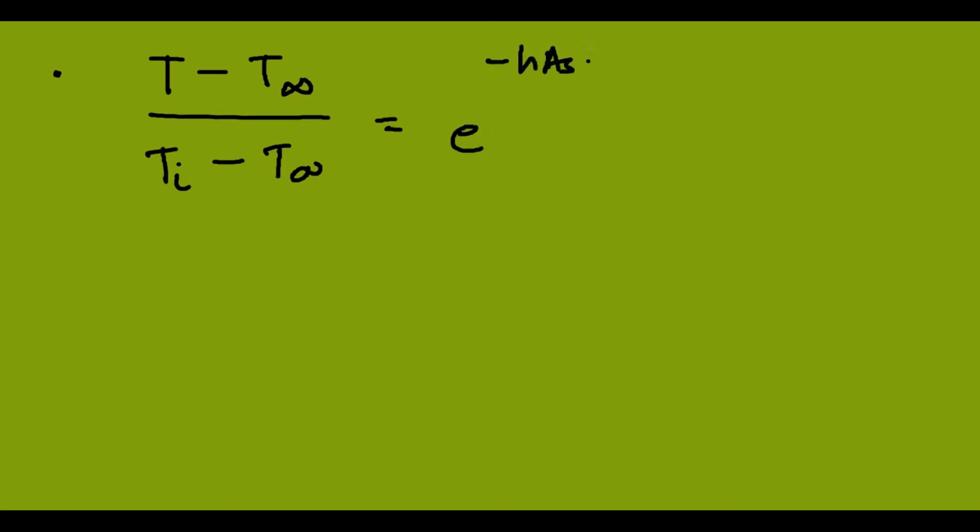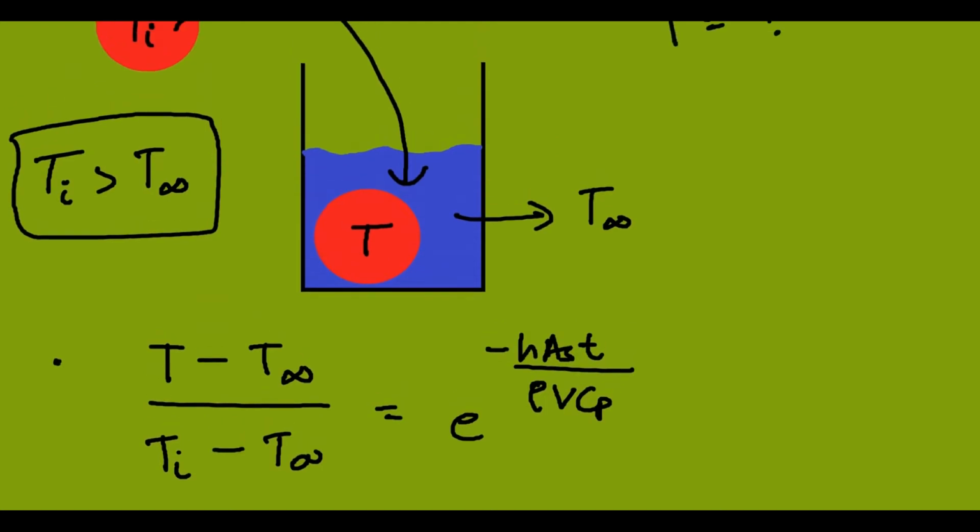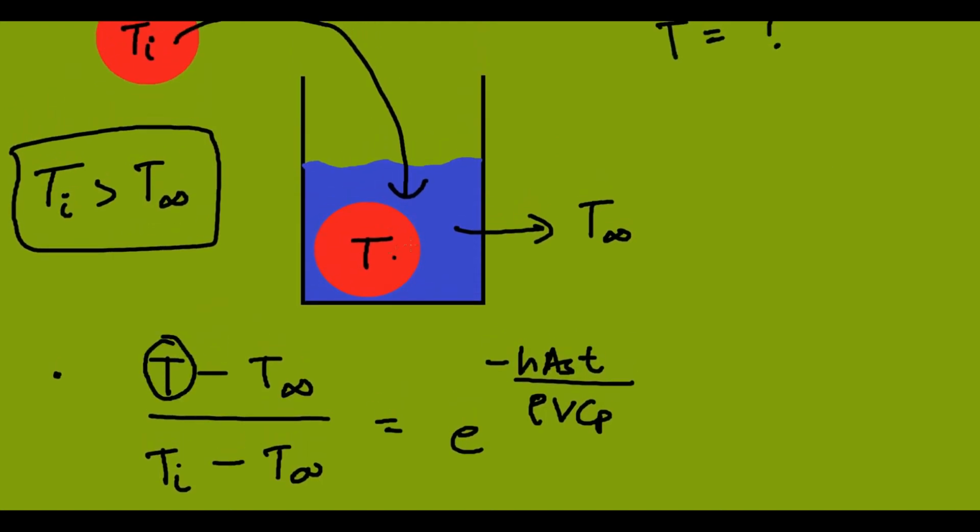It shows that (T minus T infinity) divided by (Ti minus T infinity) equals e power minus h As t divided by rho V Cp. I will explain each of the terms individually, do not worry, but see what these temperatures are. This T is the temperature of the sphere when it is put inside the water tank. Now remember that this T is obviously a function of time. The longer I keep it inside the tank, the more it loses heat and the temperature decreases more.